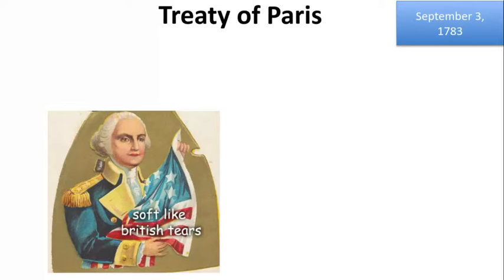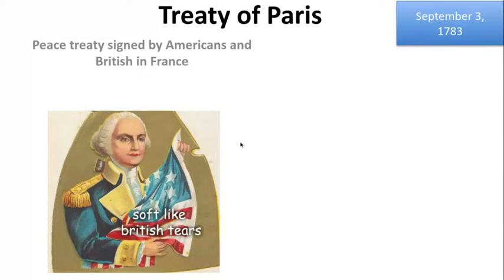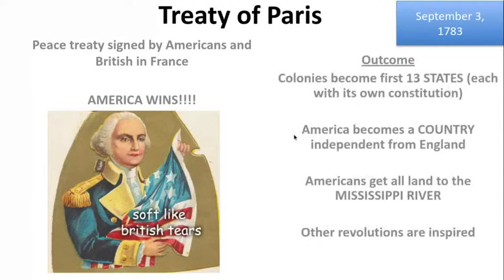Finally, the war officially ends with the Treaty of Paris, signed in 1783. It was more than America could have ever asked for. We win the war, obviously. Those 13 colonies become our first 13 states. America becomes a country that's independent from England. And this was the big one that we weren't expecting.